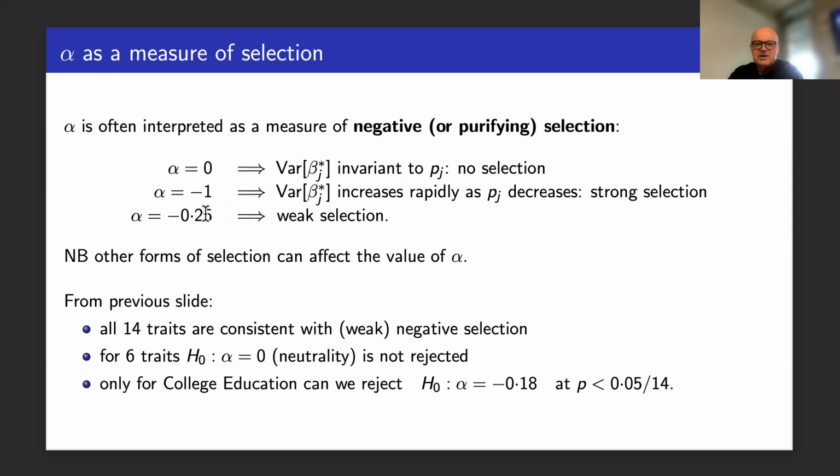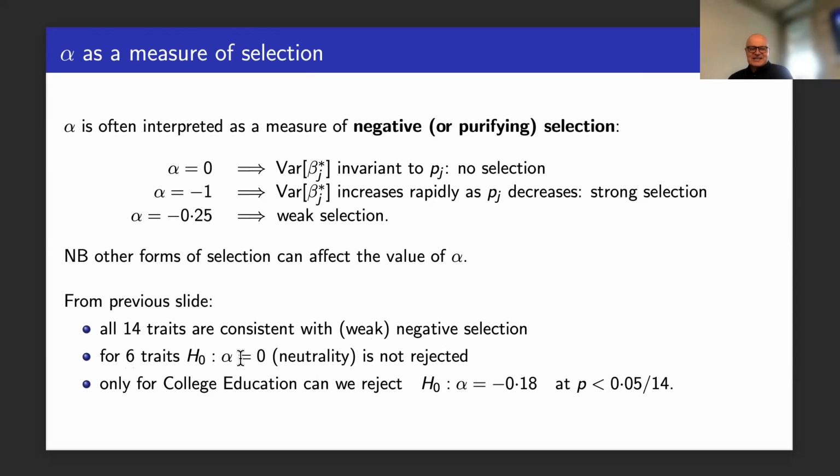Because it's a nonlinear model, it's actually hard to estimate alpha very accurately for big data sets. But that corresponds to some weak negative selection. And if you look at those 14 traits, they're all consistent with weak negative selection. For some of them, neutrality is not rejected. And then there's that sort of disappointing fact for people in this room: of the traits that we looked at, the one that nature seems to hate the most is getting a college education. It shows up as being the strongest negative selection against that trait.